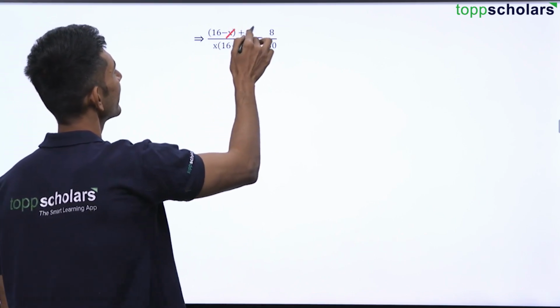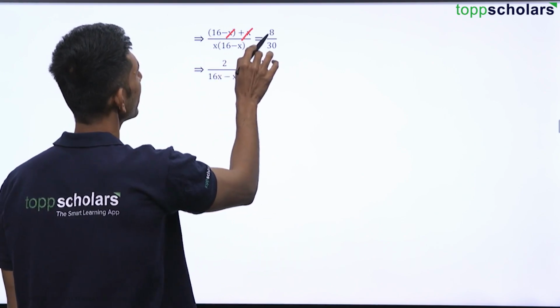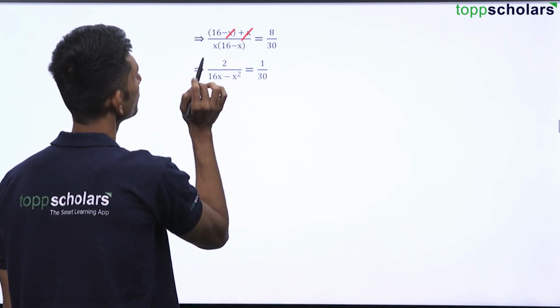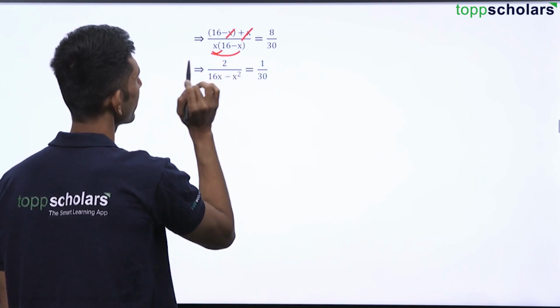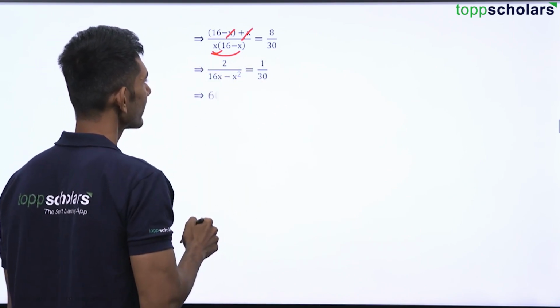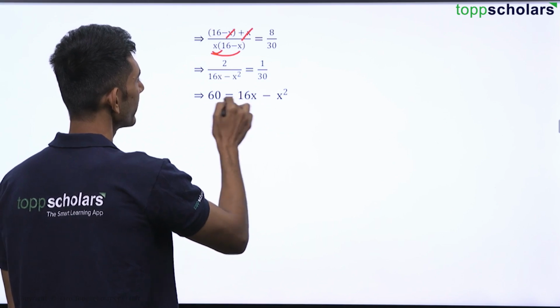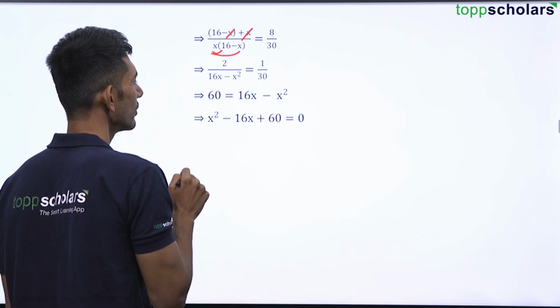So this anyways gets cancelled. We get 16 and 8. So 16 divided by 8 is 2. And in the denominator we have 16 into x, 16x, x into x, x square, is 1 by 30. So 16x minus x square goes on the other side. That gives you 16x minus x square is equal to 60. So x square minus 16x plus 60 is equal to 0.